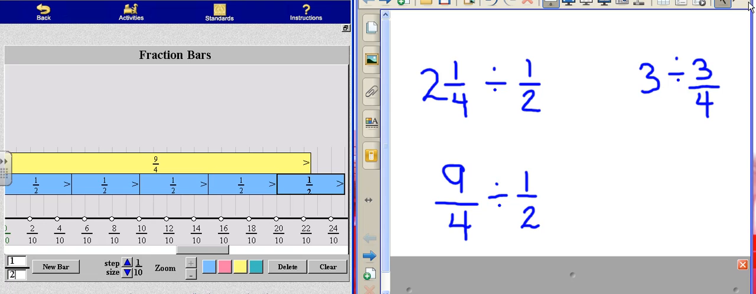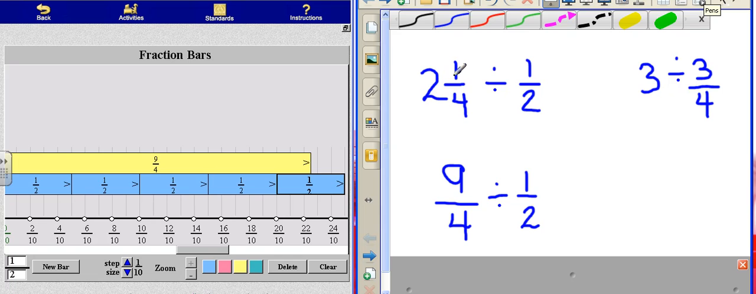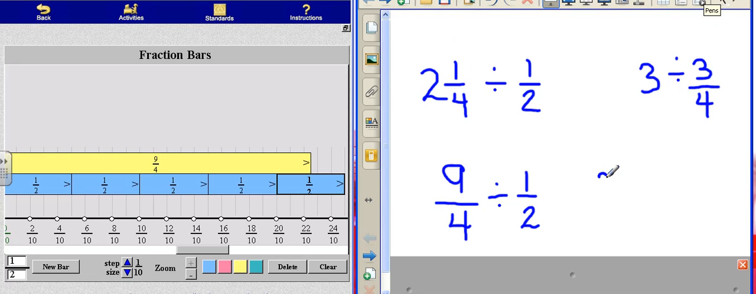So now what does that look like when we do this over here? We take 2 1/4, and in this case, when we're dividing by a fraction, we're really multiplying by the reciprocal, because multiplication and division are inverse operations. So we're really going to come over here and multiply by 2.